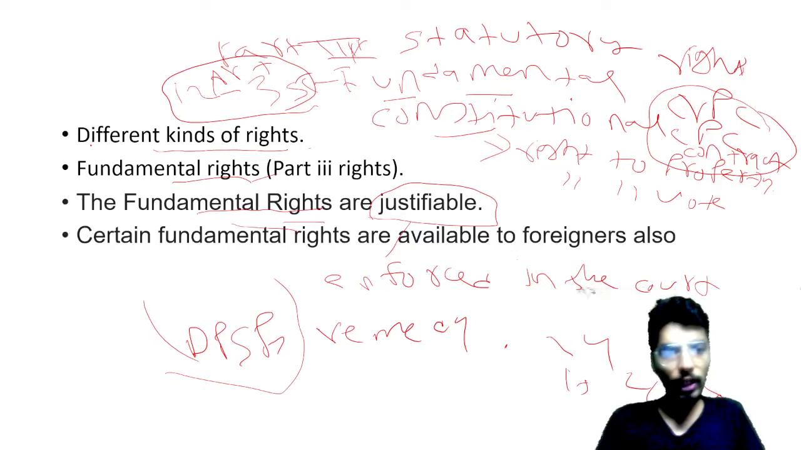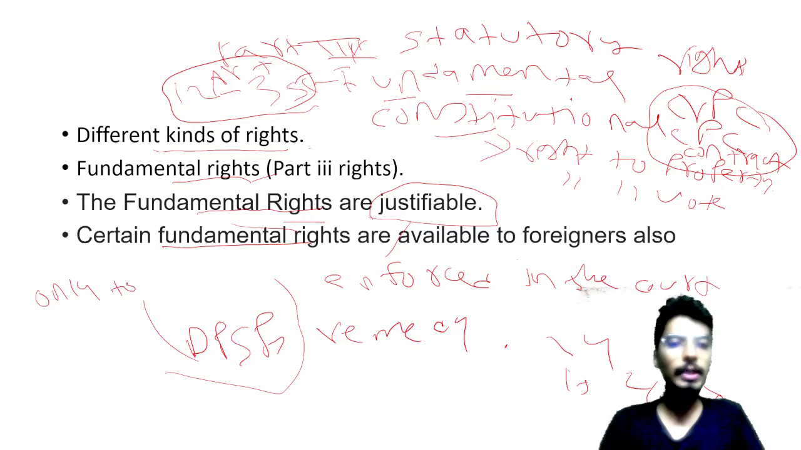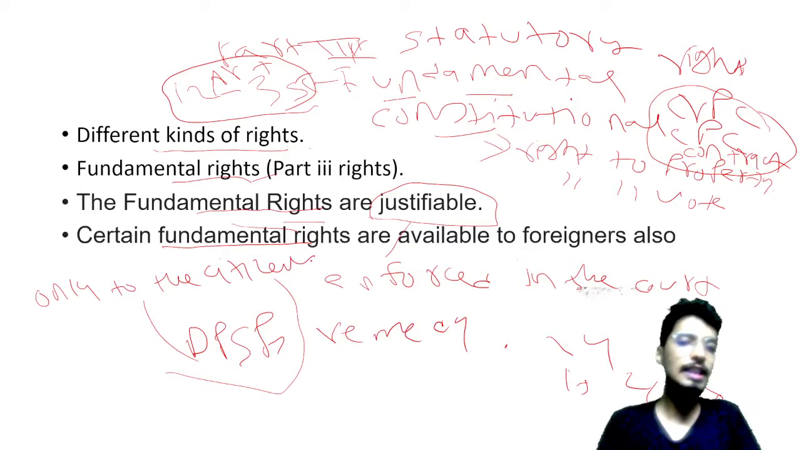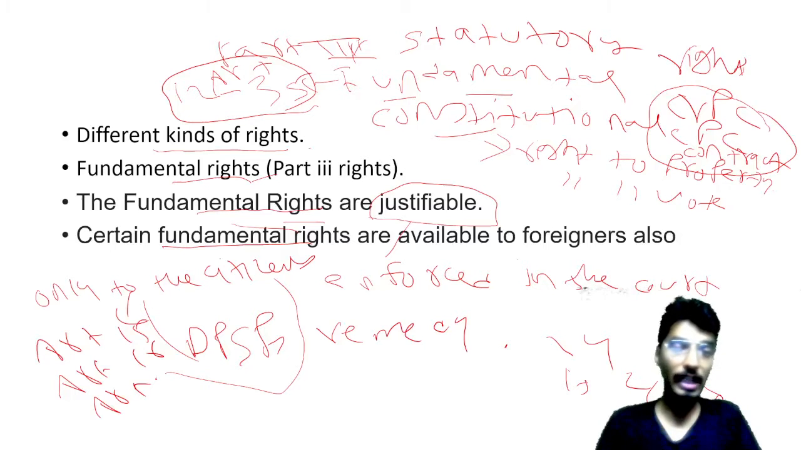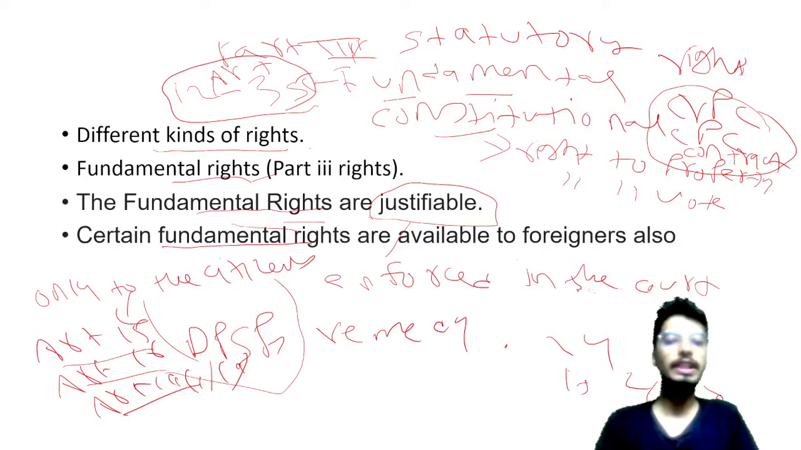Now another important point to understand about fundamental rights, that there are certain fundamental rights which are available only to the citizens. Like take for example article 15, article 16, article 19(1)(a). So these rights are available only to the citizens. So foreigners cannot claim these rights. So when you talk about foreigners, they can't claim these particular rights.